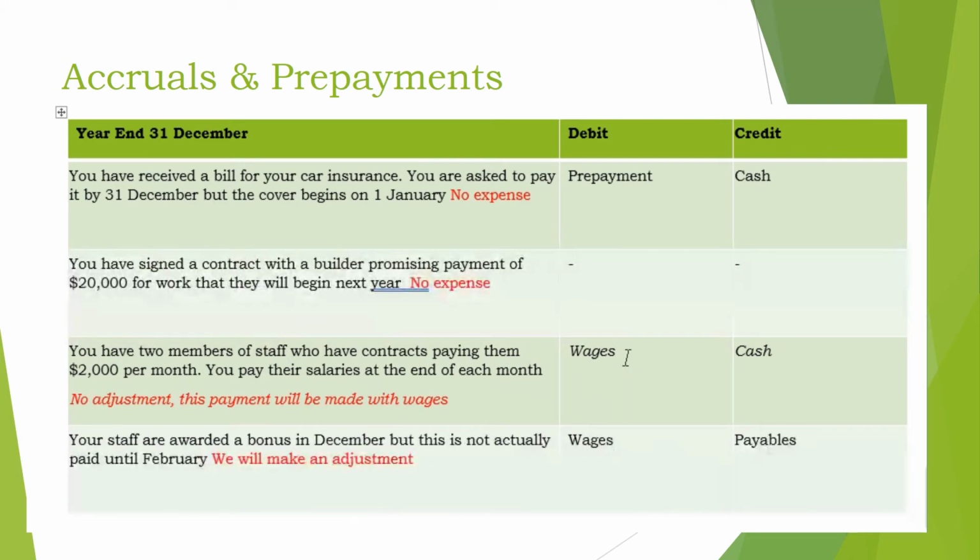The 2,000 per month, I think, for each of them is already included in wages. So there's no adjustment, but it's an expense. It's already there. Your car insurance is not an expense, so it'll go to a special account called the prepayments account and we park it there. And then next year, we bring it back and show it as an expense. For our builder, we have nothing.